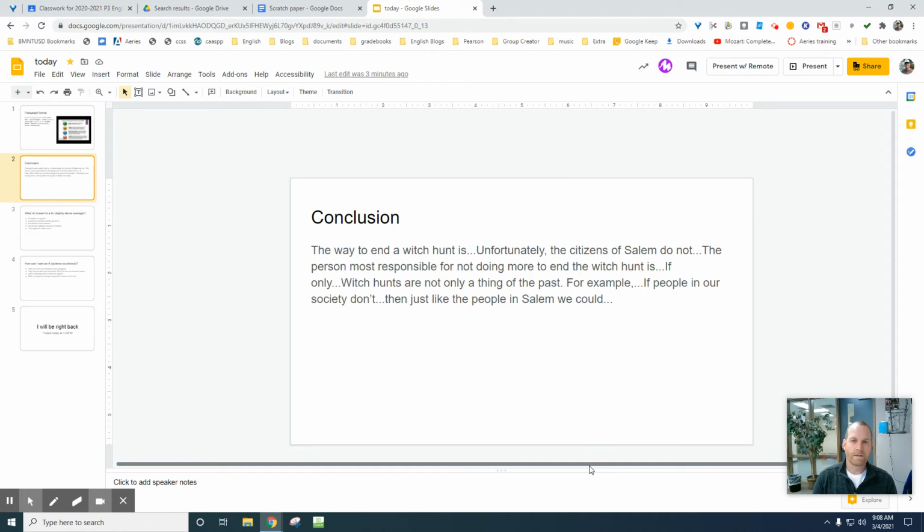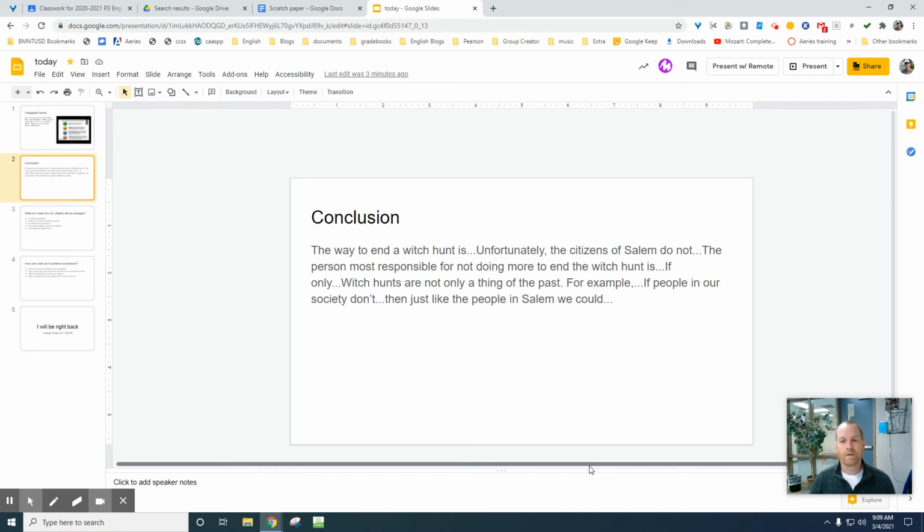Then I'm going to go back to the idea, right? Unfortunately, the citizens in Salem do not do whatever you just mentioned. Then I want you to focus on, if you mention multiple characters, who's most responsible for not doing enough? So the person most responsible for not doing more to end the witch hunt is blank. If only they had done this, what is that thing that they could have done? And then we're going to connect this to modern times, right?